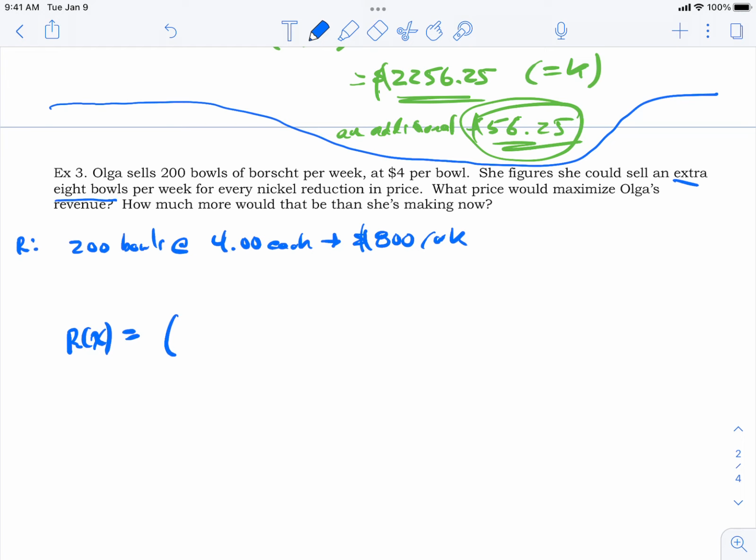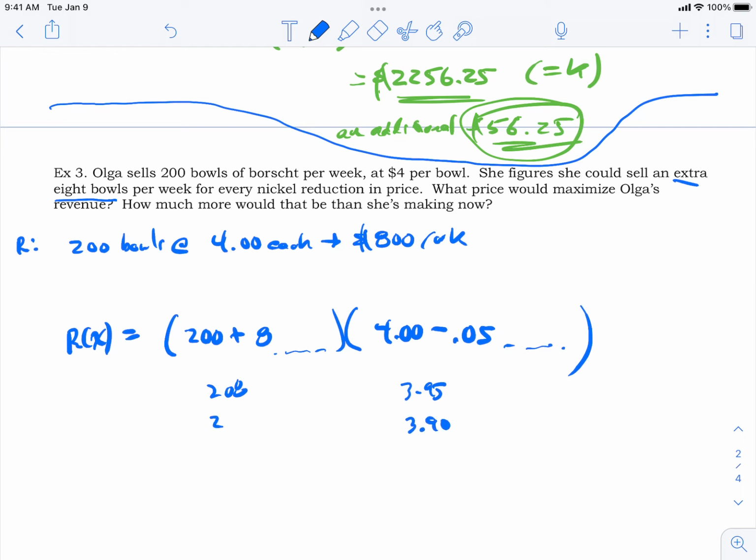An extra 8 bowls. And I'm just leaving that there for the moment. For every nickel reduction in price. So this is like if she did it once. If she reduced the price to $3.95, then she would sell 208 bowls. And you could multiply 208 times $3.95 to get the new revenue. If she reduced it by another nickel, that would be $3.90. She'd sell another 8 bowls, and so on. And you could multiply those two to figure out the new revenue.